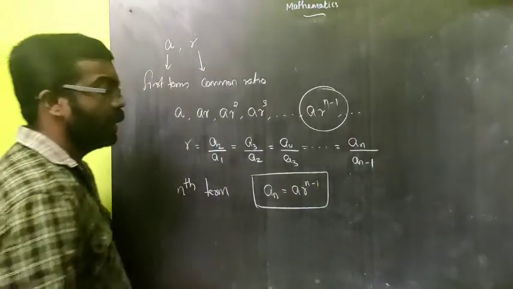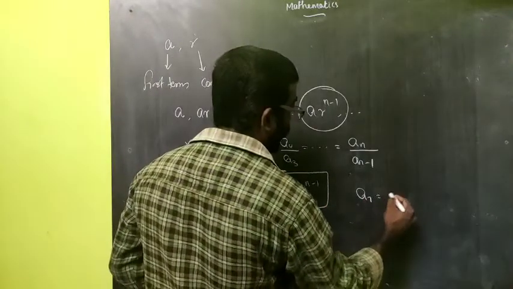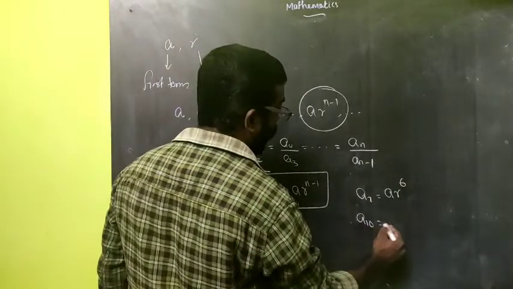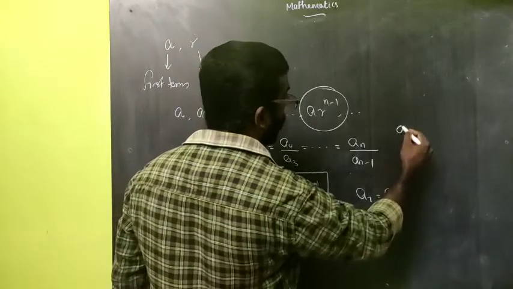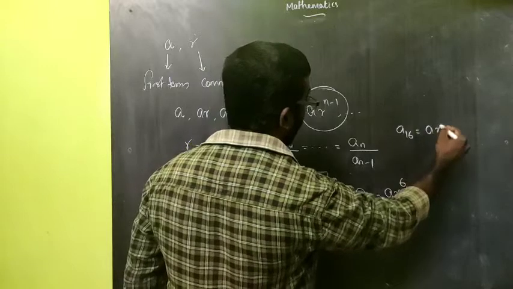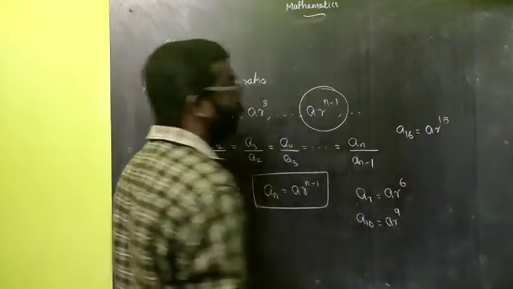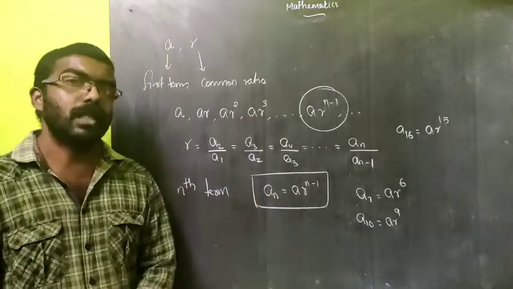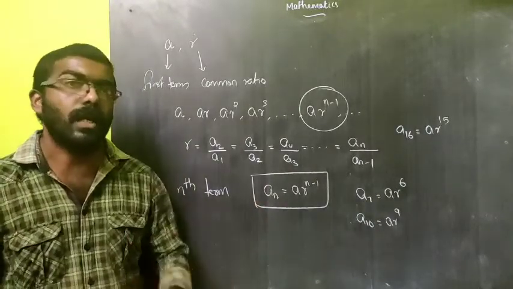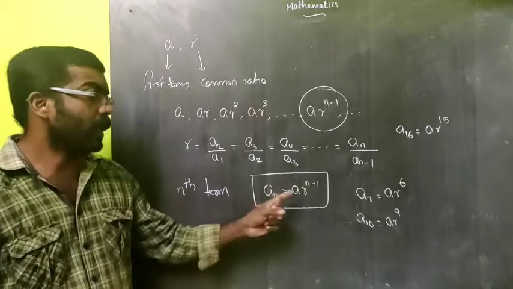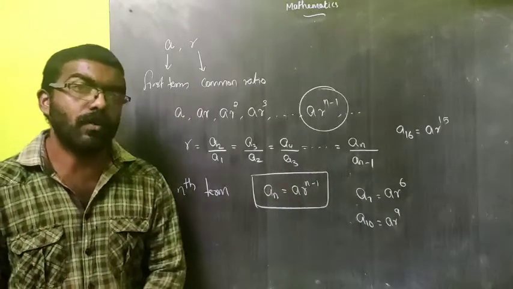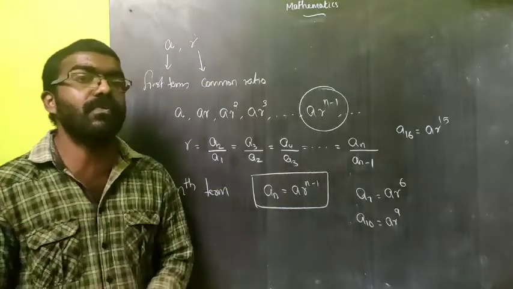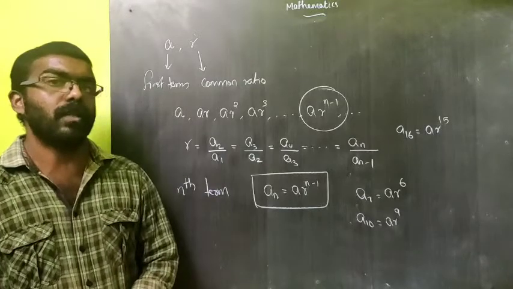Okay, so we can say the seventh term is what? ar raised to 7 minus 1, ar raised to 6, and 10th term is ar raised to 9. 16th term, a16, is equal to ar raised to 15 and so on. Similarly we can write any term using this general formula. an is equal to ar raised to n minus 1, where a is the first term, r is the common ratio, and n is known as the position of the term or the number of terms in the geometric progression.